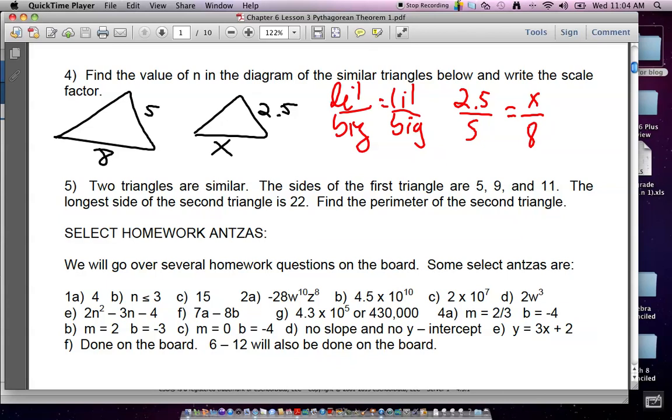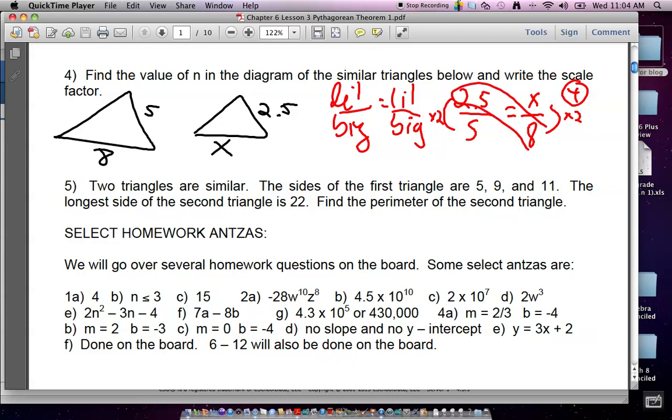You know, there's two ways to do this. One way is to cross multiply, but another way is to look at it and see if you can find kind of what we're using here mathematically. Does anybody realize 2.5 times what will give me 5? 2, right? Okay. So then what times 2 is 8? 4. So 4 is the correct answer.